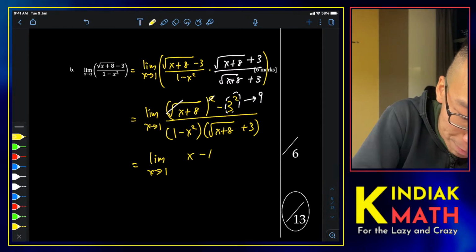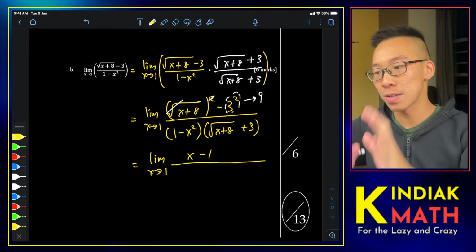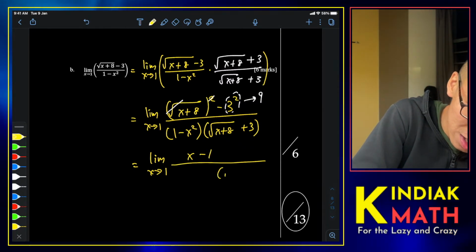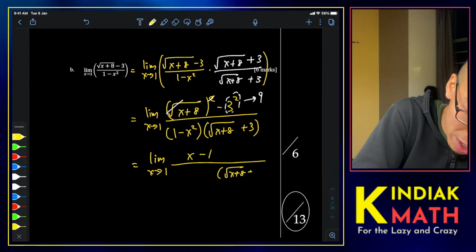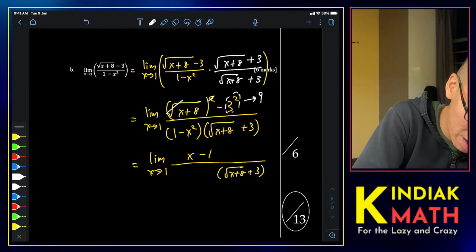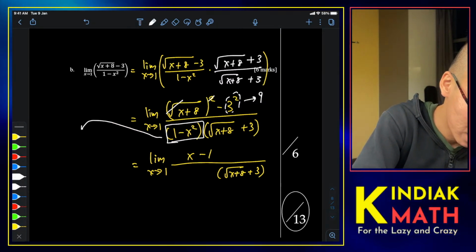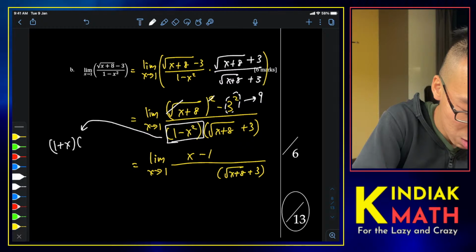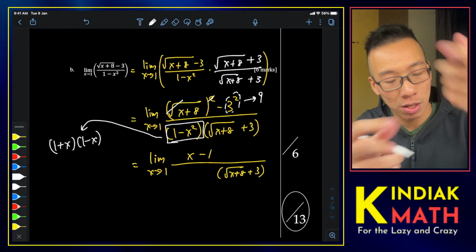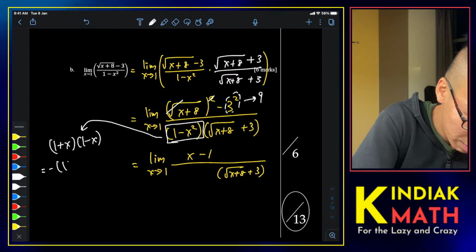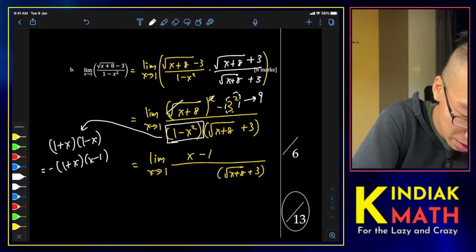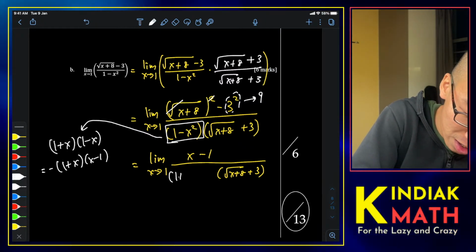x minus 1. And while this looks like it's not actually that straightforward, we actually do have one more trick up our sleeve over here, which is to factorize this guy into 1 plus x, 1 minus x, and of course we can pull out the negative symbol like this. So I'm going to do that.